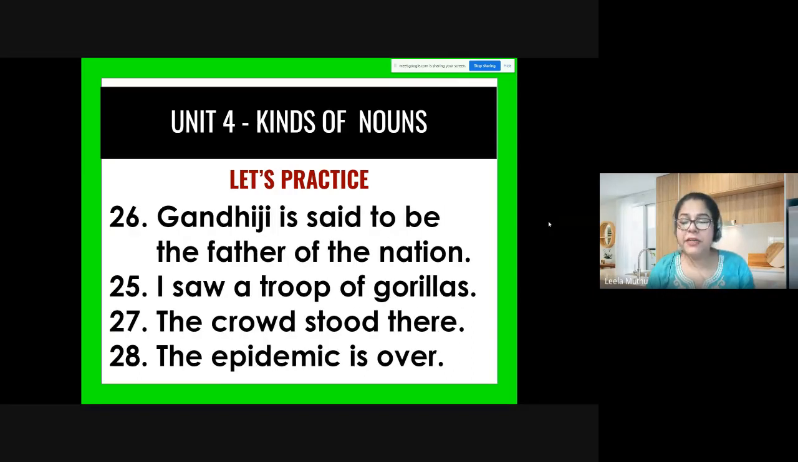Gandhiji is said to be the father of the nation. Gandhiji is a proper noun. Nation is a common noun. I saw a troop of gorillas. Collective noun, troop. The crowd stood there. Crowd, collective noun. The epidemic is over. Epidemic is like a pandemic, it's an abstract noun.